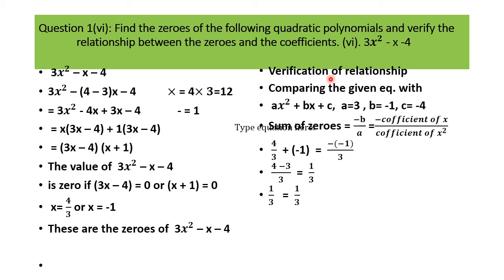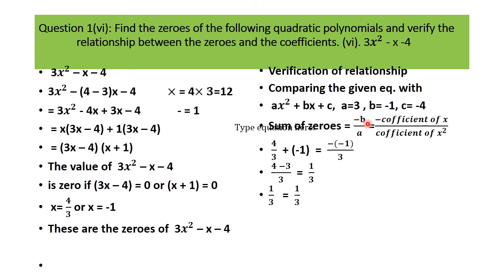Now verification. Comparing the given equation with the standard equation ax square plus bx plus c. A is 3, b is minus 1 and c is minus 4. Now first part, sum of zeros, that is minus b upon a. Sum of zeros is 4 upon 3 plus the second value minus 1. So this is plus minus. Now we'll take the LCM 3. So this is 4, and 3 ones are 3, plus minus 3, 4 minus 3, 1 upon 3. This is left hand side.